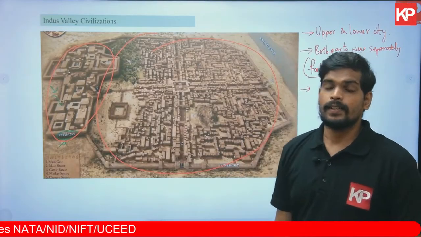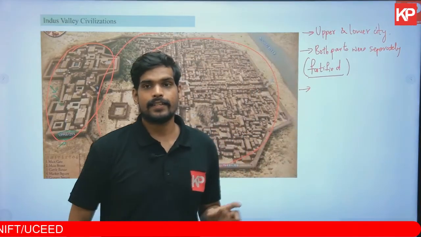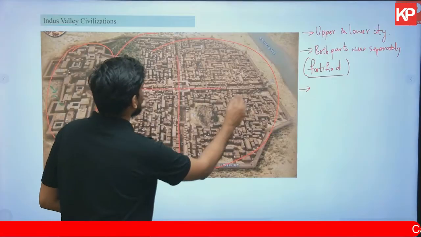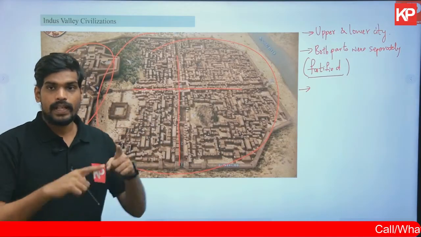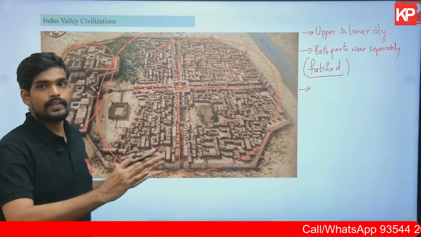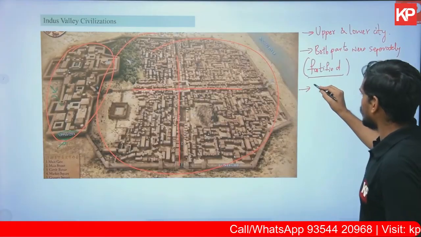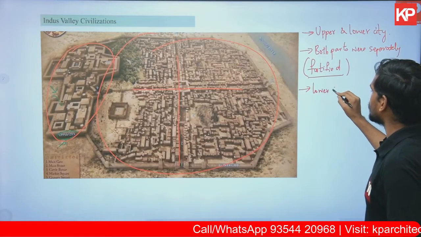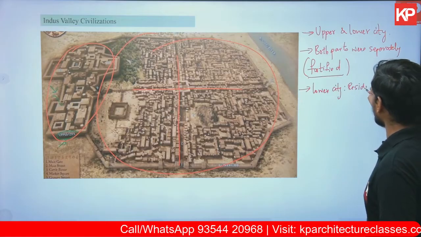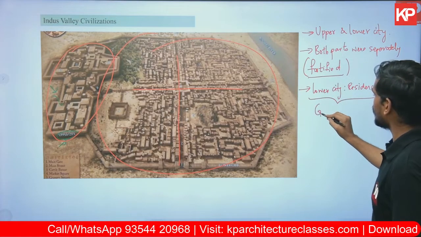Point number 3. The lower city was regularly planned with intersecting streets. You can see the street layout. You have streets going in the cardinal directions, north, south, east, west, and all these streets intersect at right angles like a grid. So the overall lower city was laid out in a grid pattern. The lower city, where you have the houses and the residences, was designed with a gridiron layout.